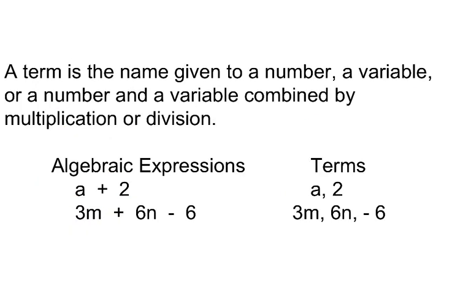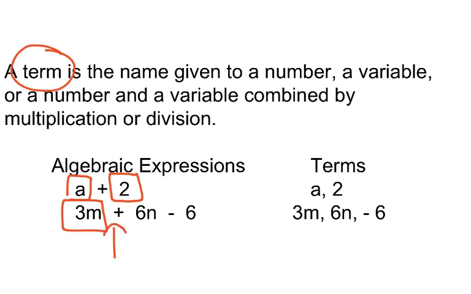A term is the name given to a number, a variable, or a number and variable combined by multiplication or division. So in these algebraic expressions, a is a term. Then we have addition, so we're getting to another term. 2 is also a term. In the next algebraic expression, 3m is one term.